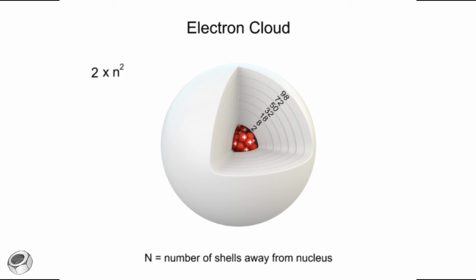Elements may have up to 7 shells. Though each shell may not have its full allotment of electrons, this formula can be used to calculate the theoretical electron capacity for elements having a maximum of 7 shells.